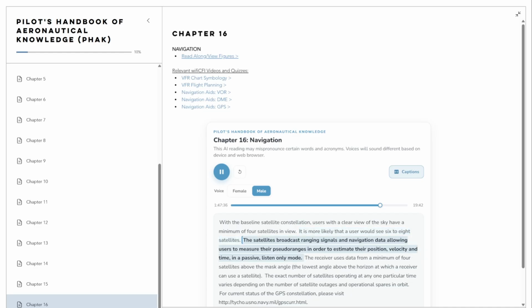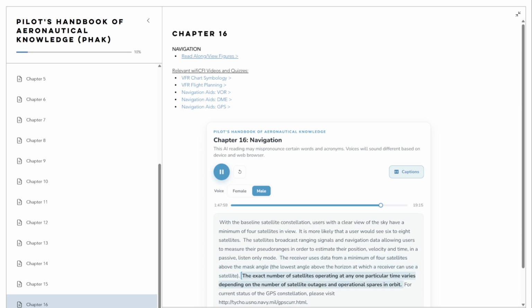The satellites broadcast ranging signals and navigation data, allowing users to measure their pseudoranges in order to estimate their position, velocity and time, in a passive, listen-only mode. The receiver uses data from a minimum of 4 satellites above the mask angle, the lowest angle above the horizon at which a receiver can use a satellite.